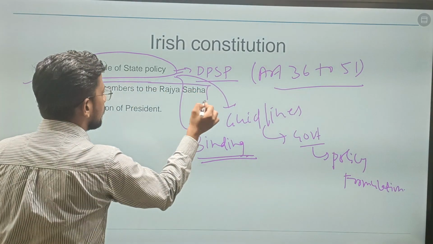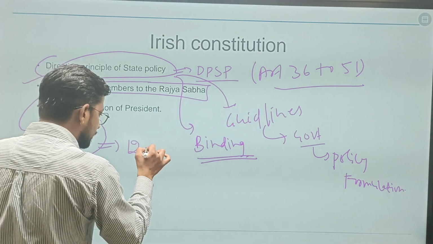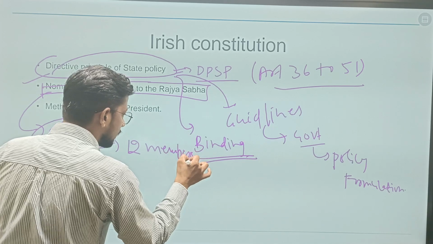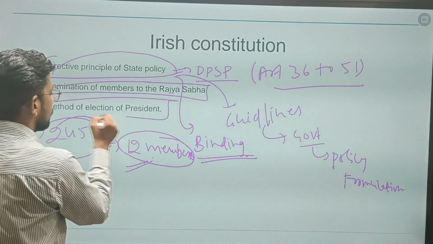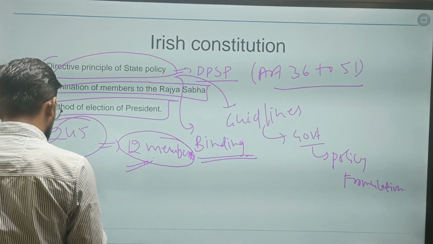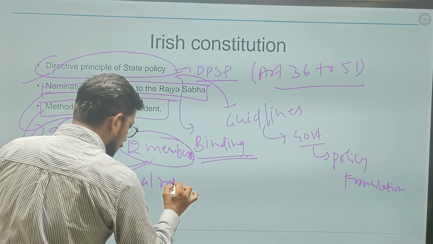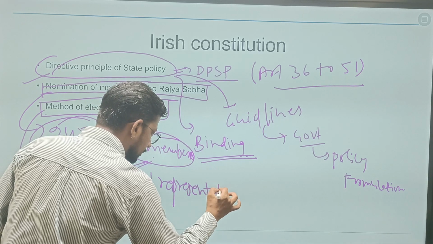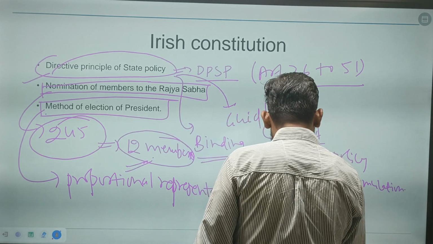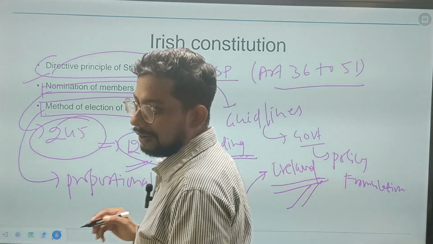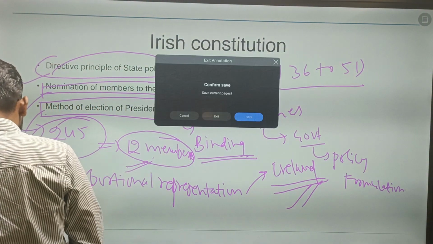Then nomination of members of Rajya Sabha. We are having 245 strength, and out of that 12 members are nominated from different fields by president, and this provision we have taken from Ireland. Then how president should be elected? We elect president through the system of proportional representation. This provision we have copied from the Constitution of Ireland. So these are the features which we have taken from the Constitution of Ireland. Now let us see next.